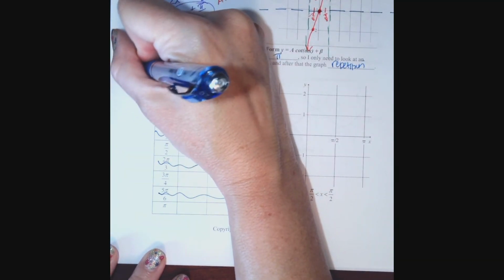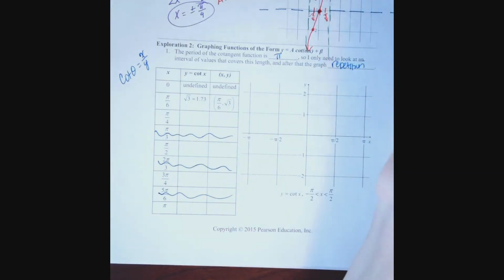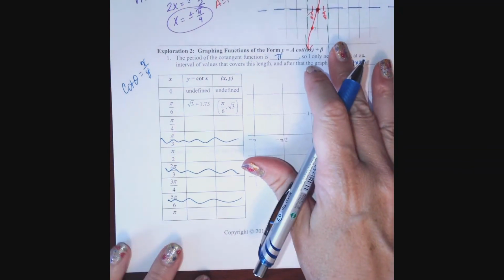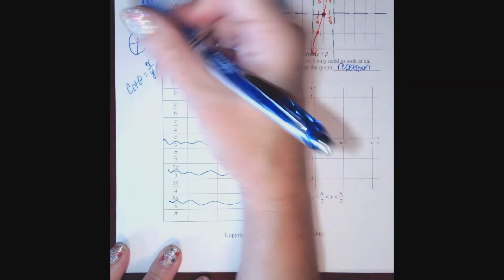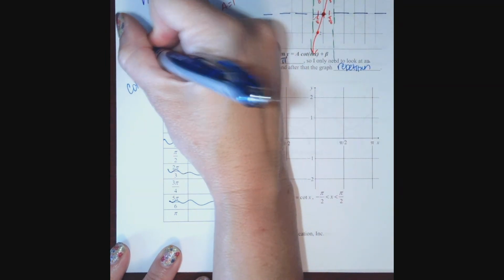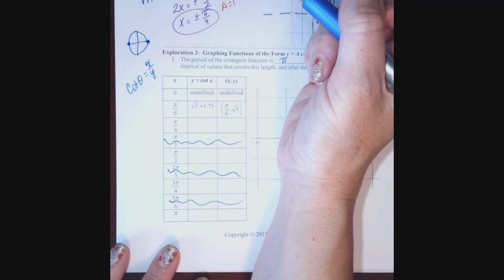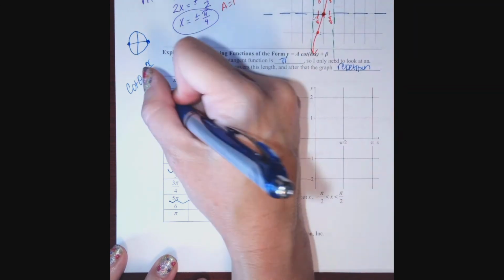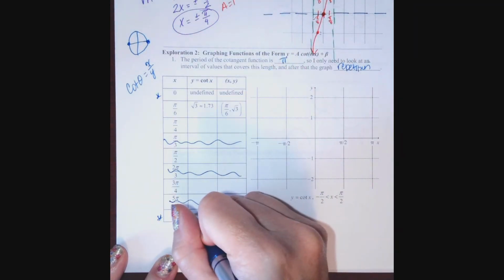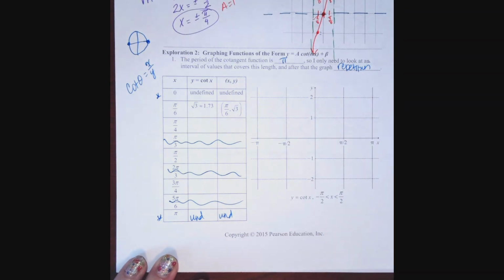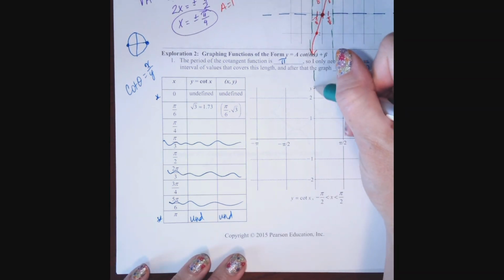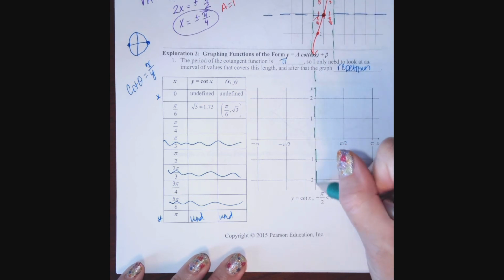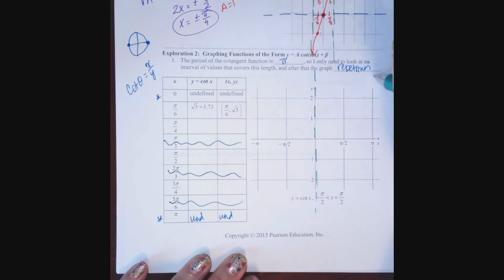Cotangent is x over y. So it's going to be undefined wherever y is 0 on our unit circle. Well, where is y 0 on our unit circle? Y is 0 at the full values of pi. So that's where my asymptotes are going to show up. At 0 and at pi, we have our function undefined. So we have vertical asymptotes there. So I have a vertical asymptote at 0, and I have a vertical asymptote at pi.